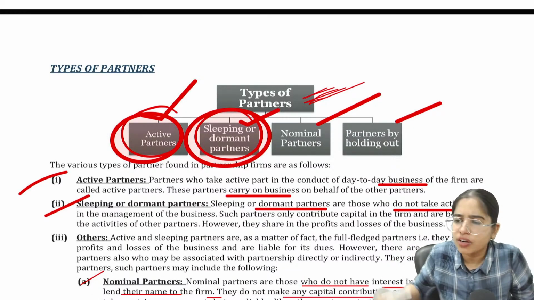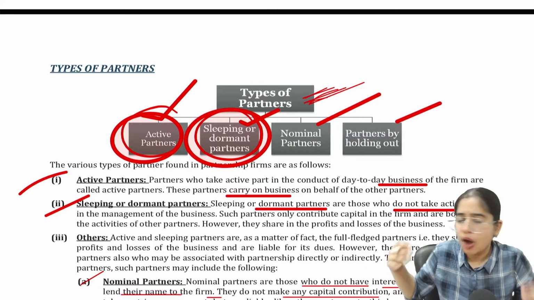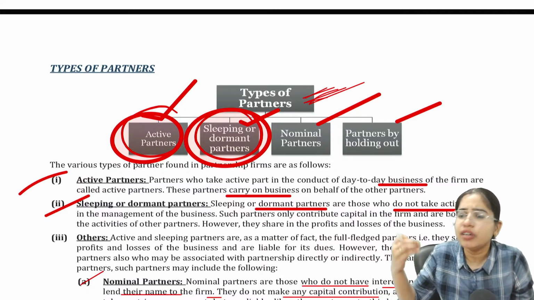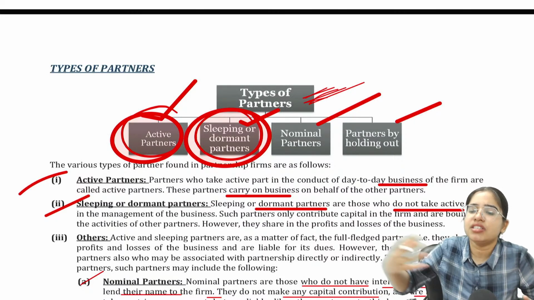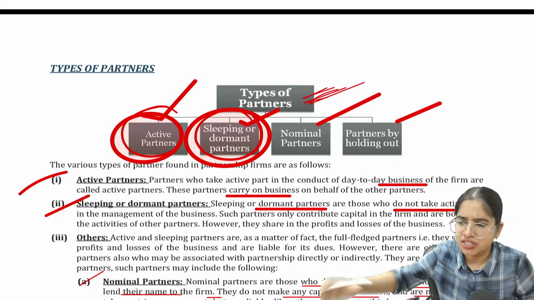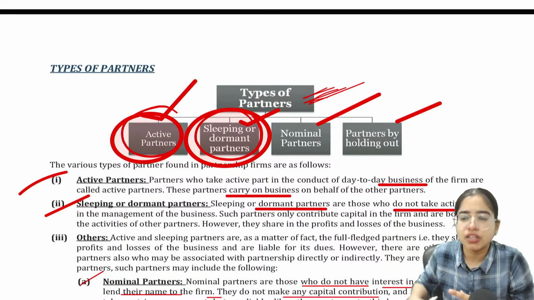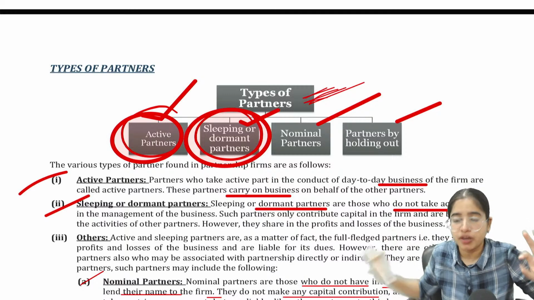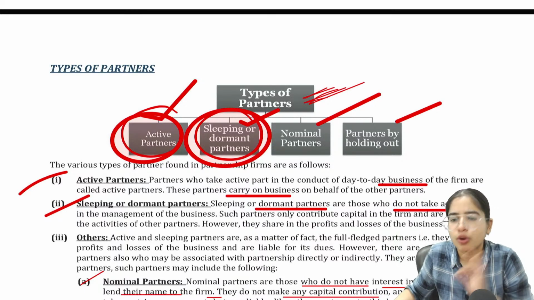He doesn't care what is happening in the partnership, or how much business we are doing, how much profit we are making. He doesn't take part in the management. He has just invested the money, he has just invested the capital. So there are certain partners who have just invested the capital, they don't see the management, they don't take care of the management. Those partners are known as sleeping or dormant partners.